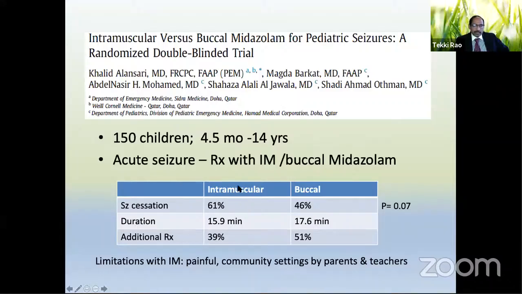In this table, it shows that intramuscular had seizure cessation in 61% of individuals compared to buccal midazolam. And the seizure duration following administration was about 15.9 minutes, compared to slightly prolonged with buccal midazolam. So in the seizure cessation group, there is a significant difference between buccal and intramuscular midazolam, giving a little favor. However, there are some thoughts about the administration of intramuscular.